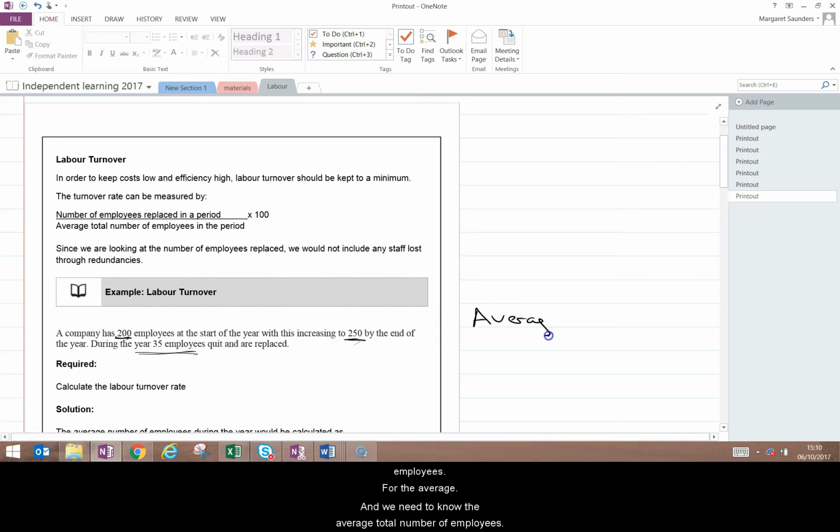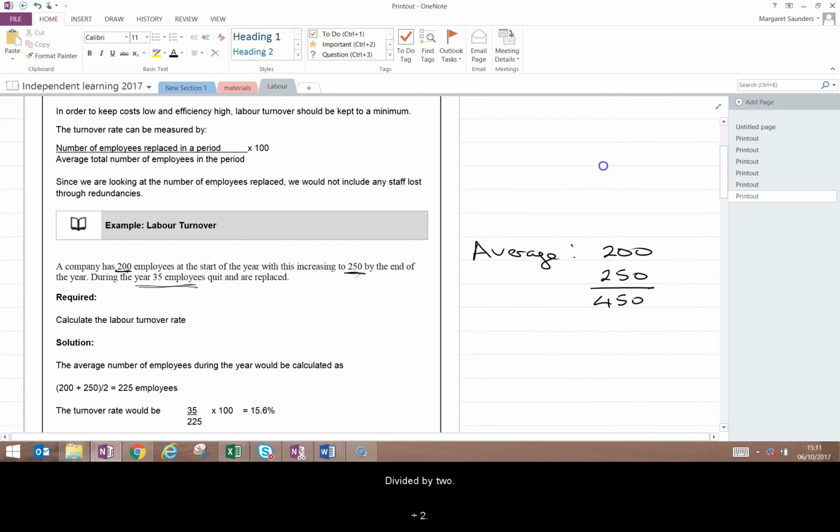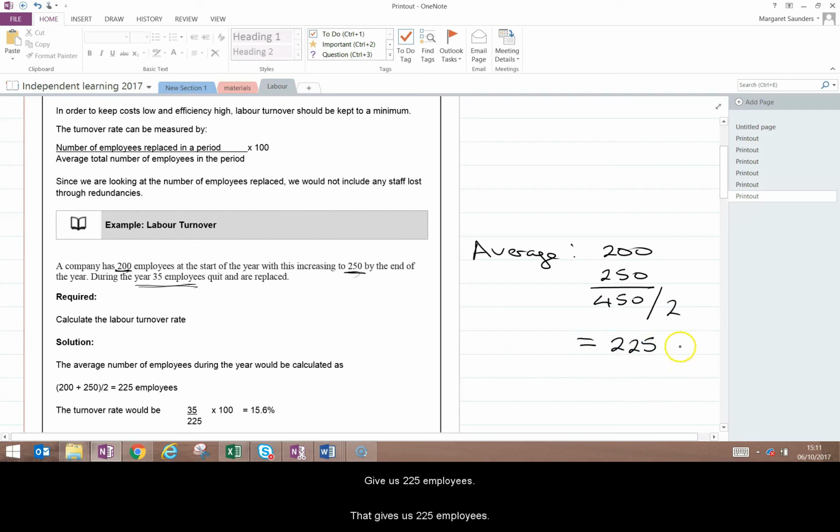So the average is the employees at the start of the year plus the employees at the end of the year divided by 2. So that gives us 225 employees. So we can now work out our labour turnover rate.